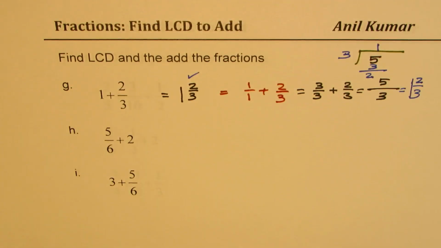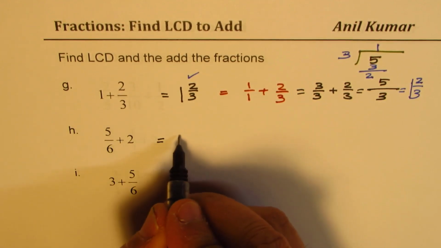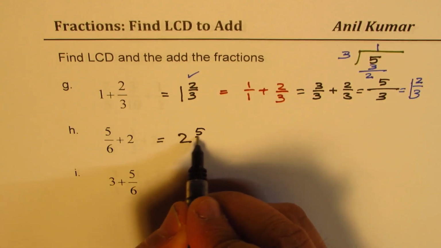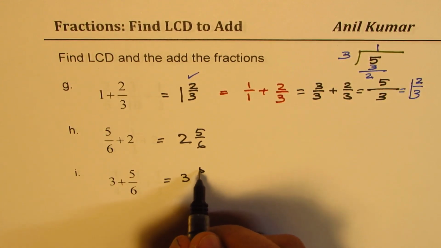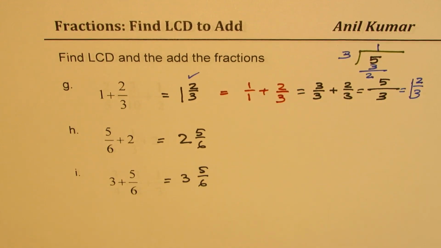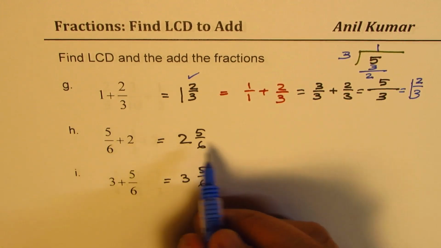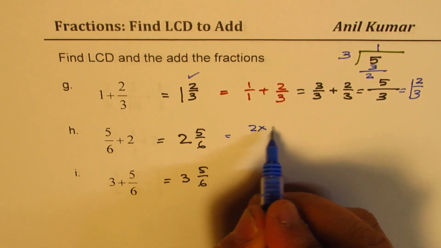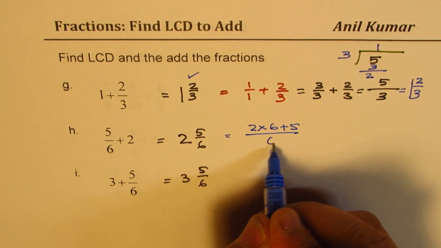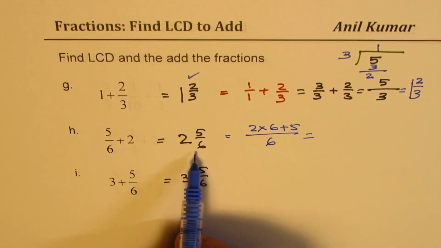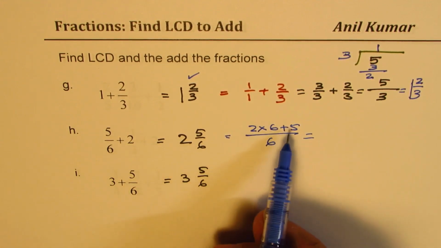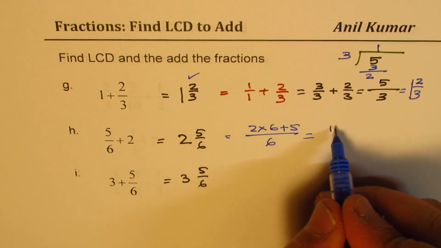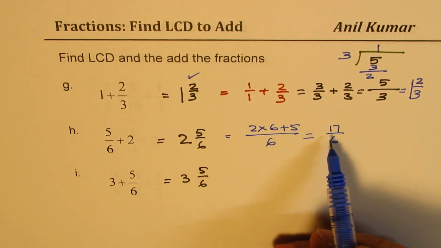So let's move on and take up the next three. So this was simple. If you have a whole number, don't think much. Write 2 whole 5 over 6 and 3 whole 5 over 6 as your answer, right? Now, if you want to write this as an improper fraction, the way to convert is like this. 2 times 6 plus 5 goes in the numerator. You can do 2 times 6 plus 5 over 6, right? So that is how you convert mixed numbers into improper fractions. So that is 12 plus 5 is 17 over 6. If you want to write like this, right?